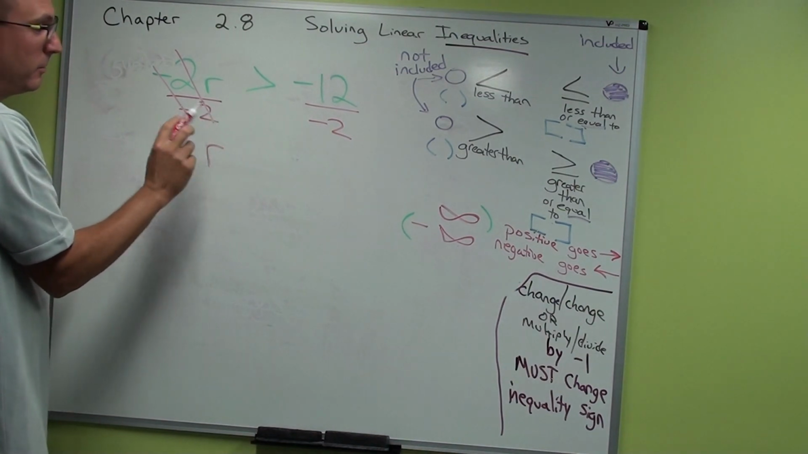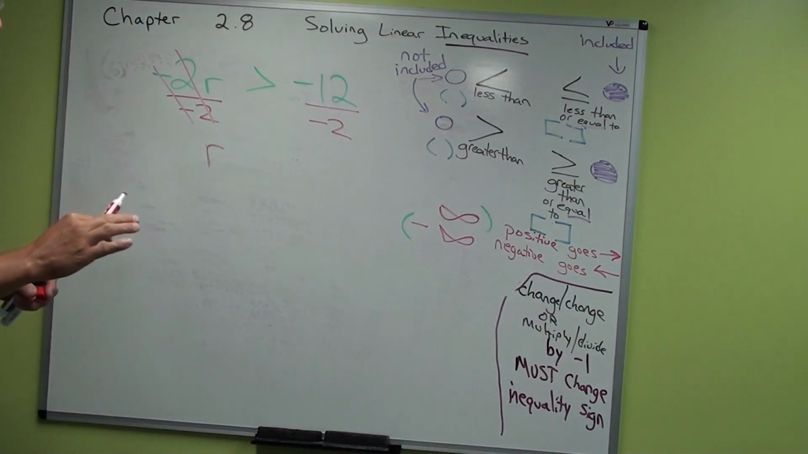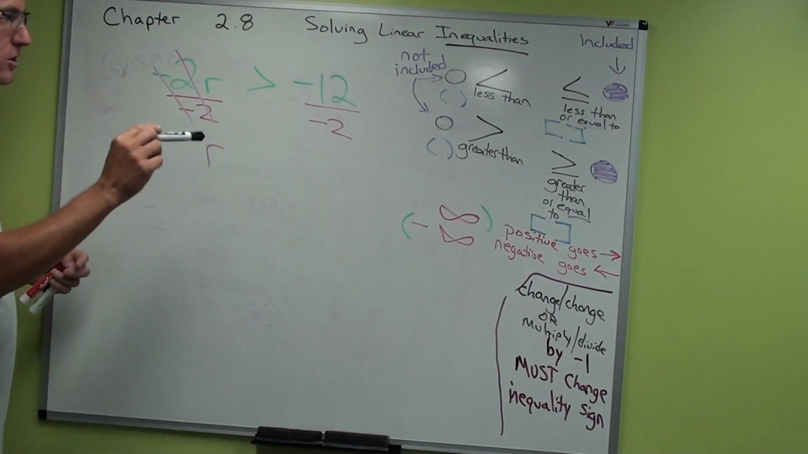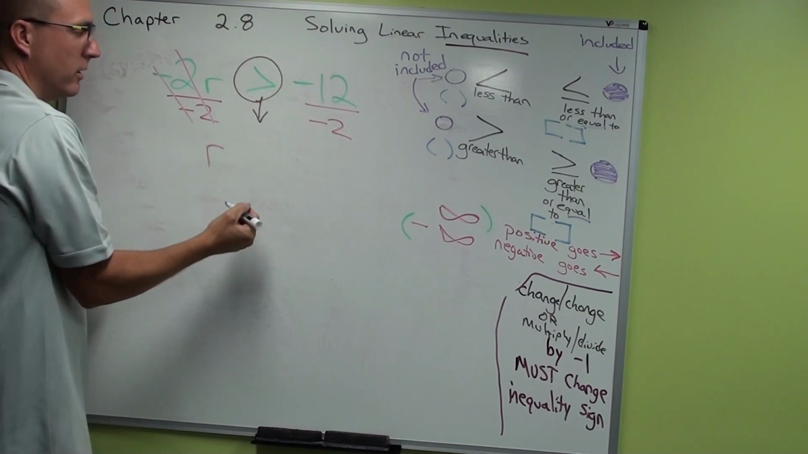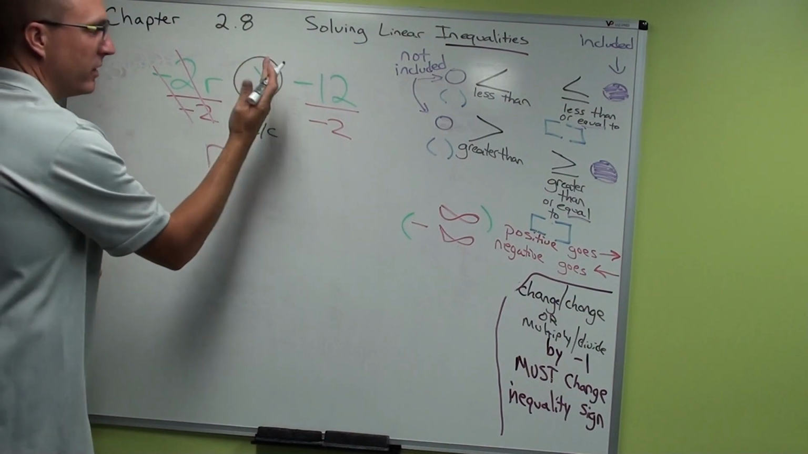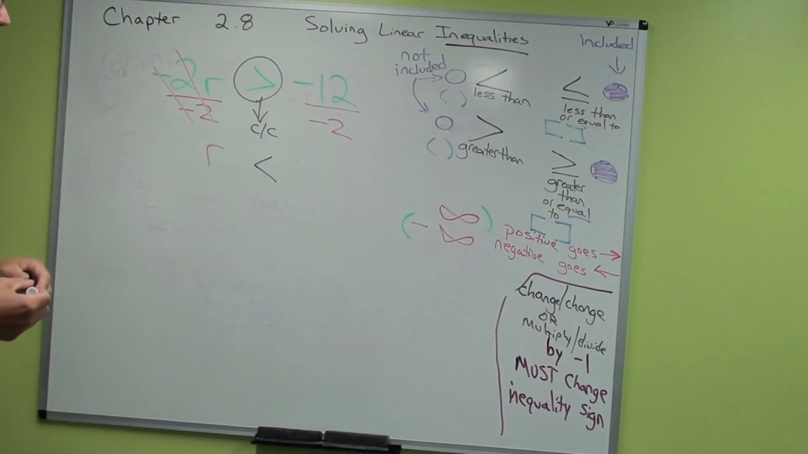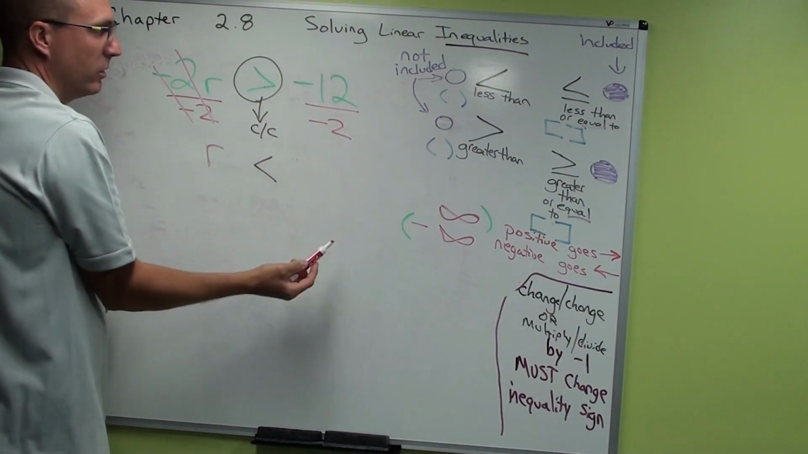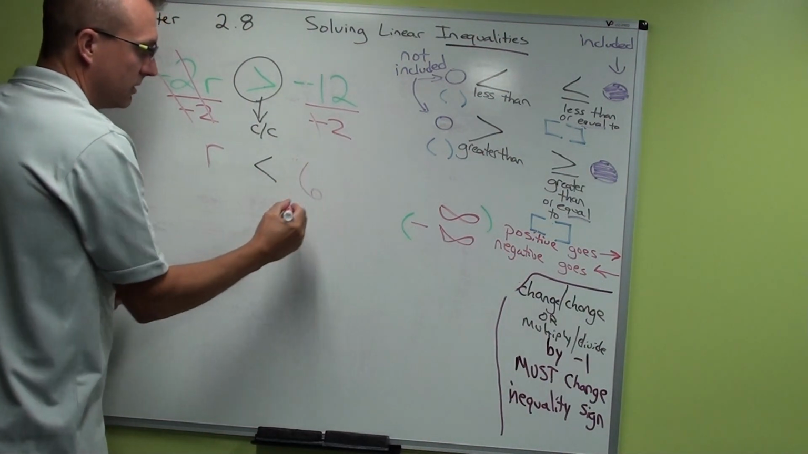R, what? Wait a minute, what did we say? If you multiply or divide by a negative, you have to do something. Change the sign. This is very important. You have to change. Change, change. That means this gets flipped over. Very important. Alright, now you just solve this. Negative 12 divided by negative 2. They will cancel because they're negatives, and you're going to get the answer of 6.